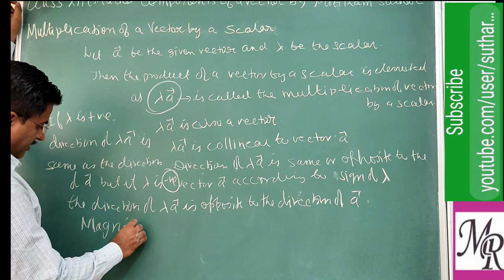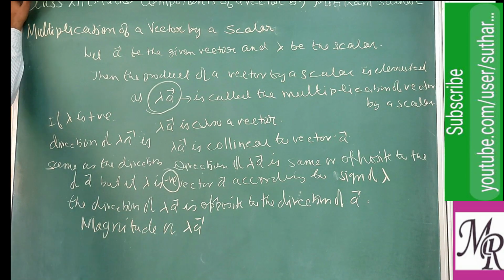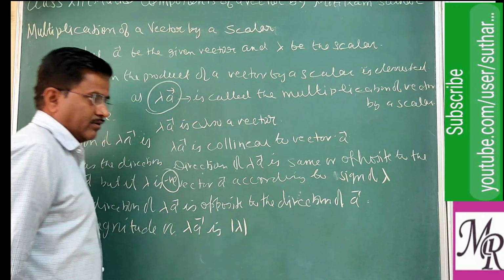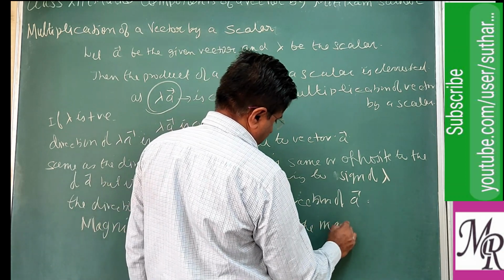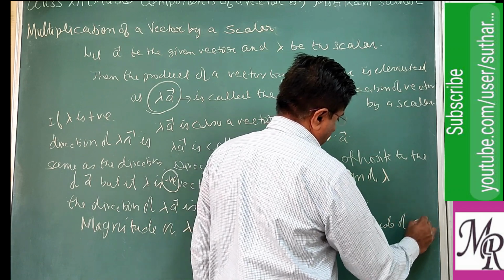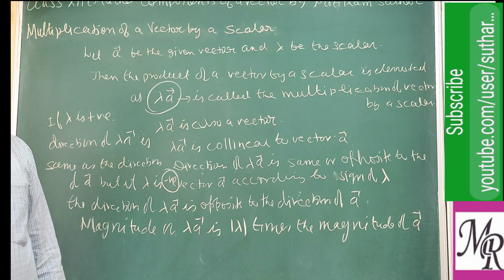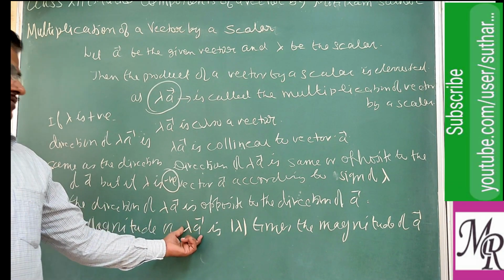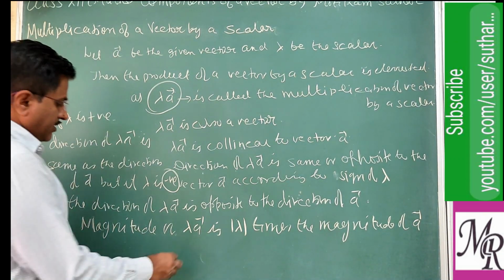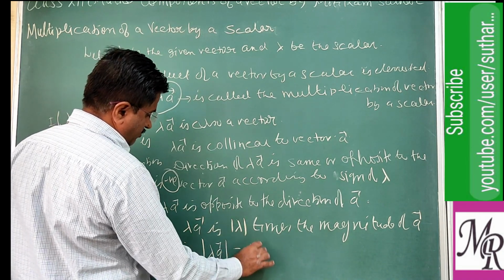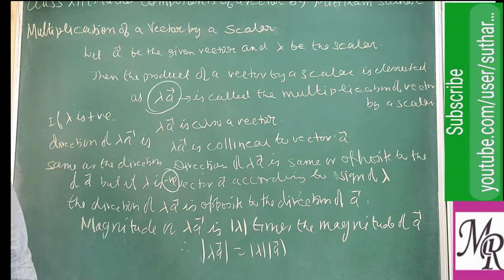And the magnitude of the vector, these are very important points, that's why I am writing: the magnitude of lambda into vector A is mod of lambda times the magnitude of vector A. So it may be written as mod of lambda A is equal to mod of lambda into mod of vector A.